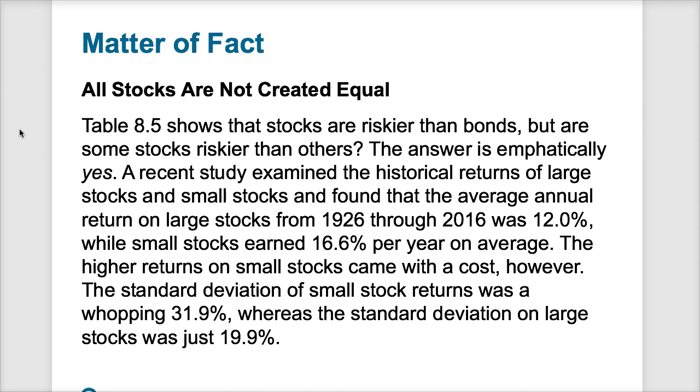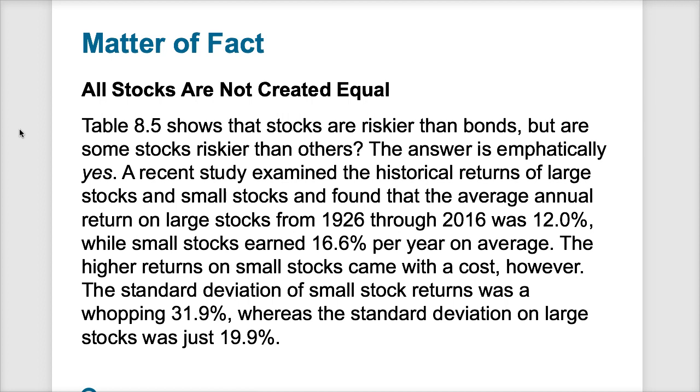And we can also look at large stocks and small stocks, and by and large we found that over a long period of time, almost 100 years, small stocks return 16.6% on average, while larger stocks return 12%.